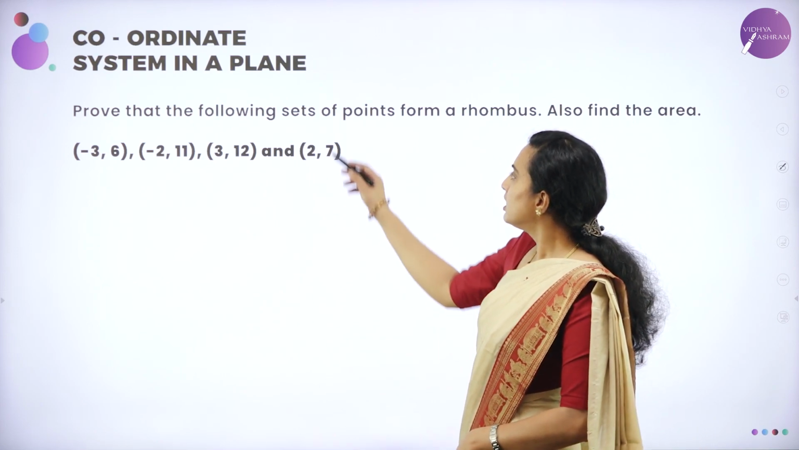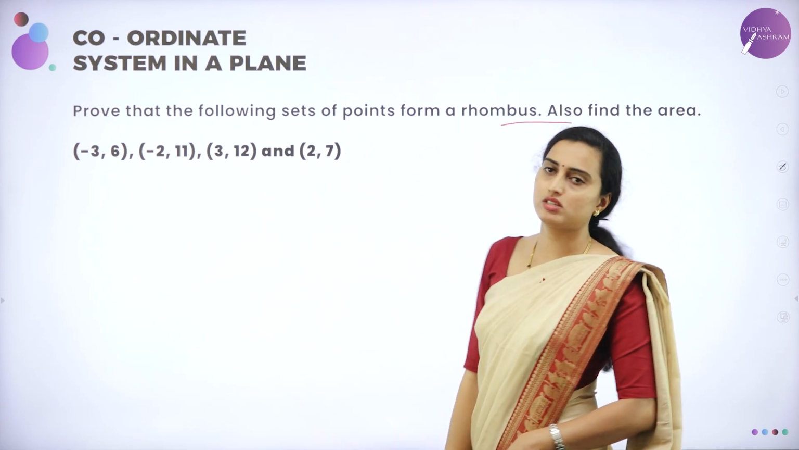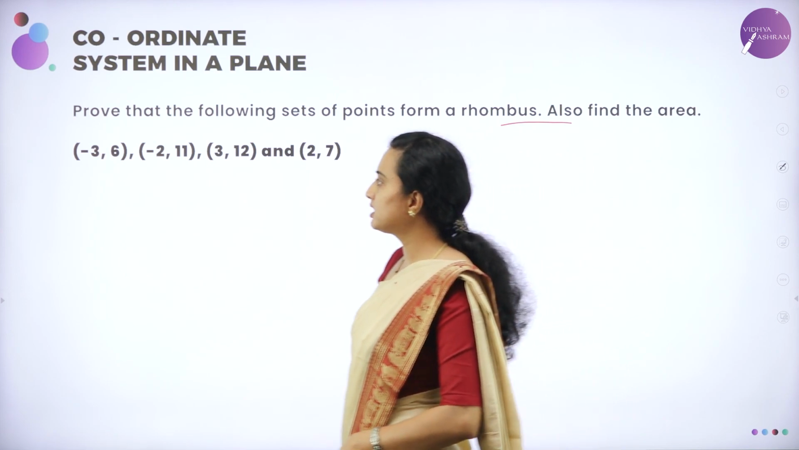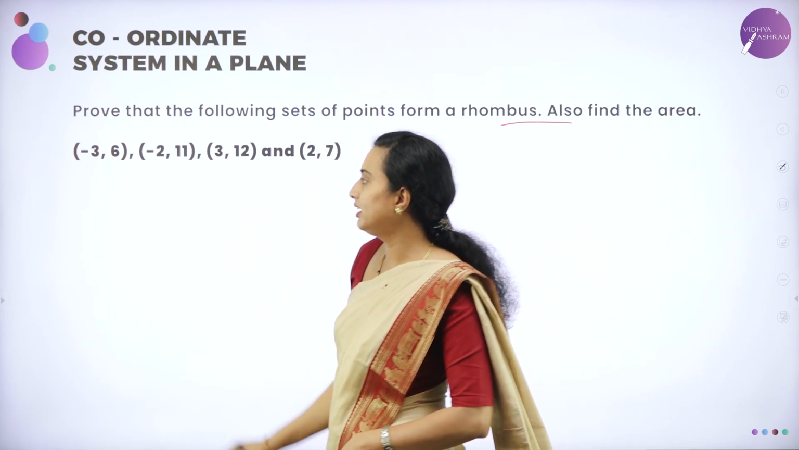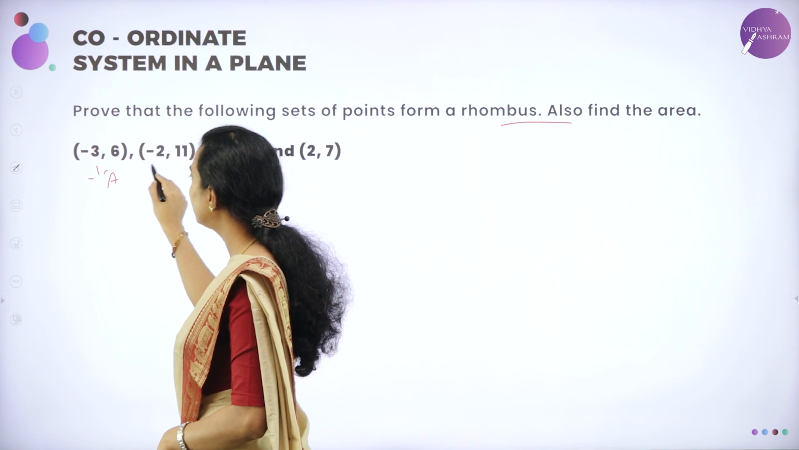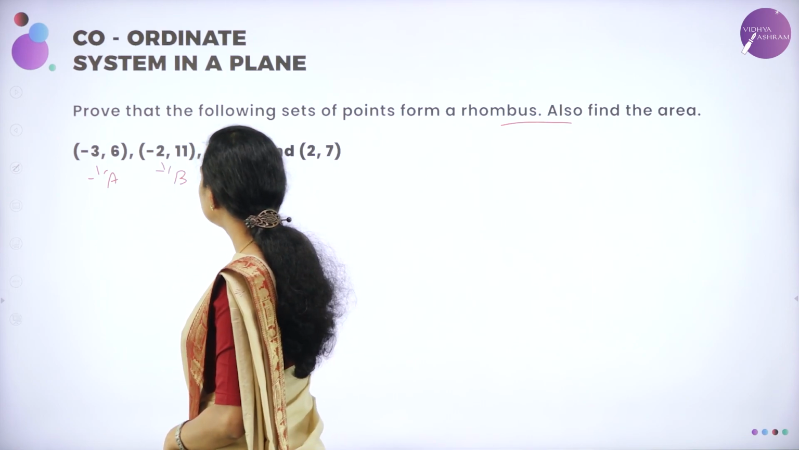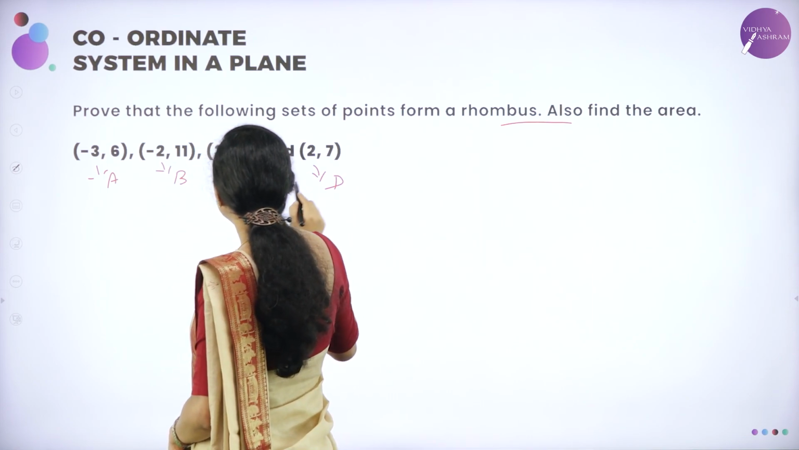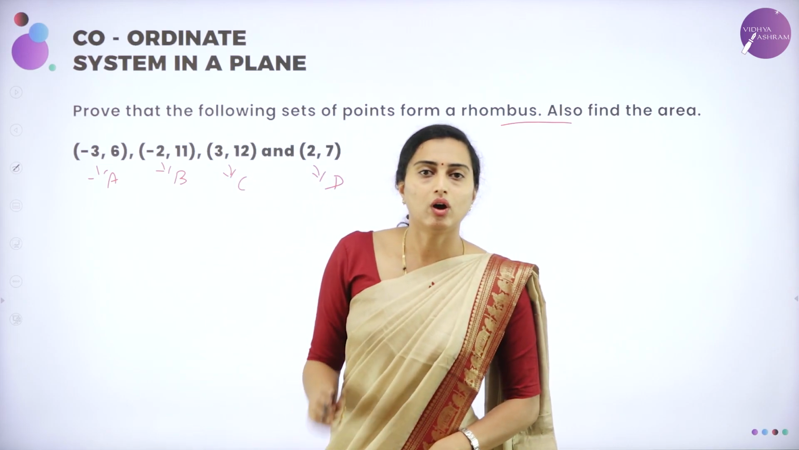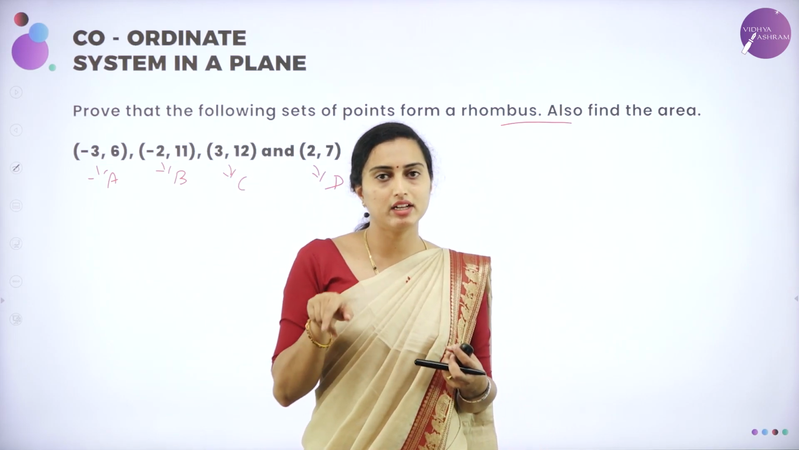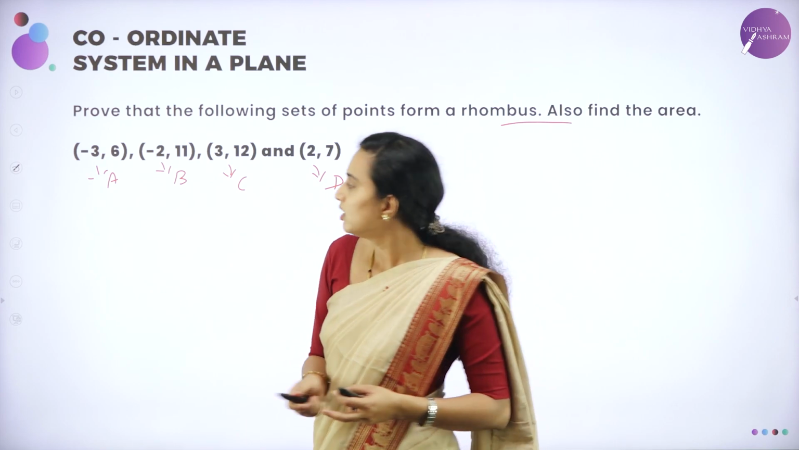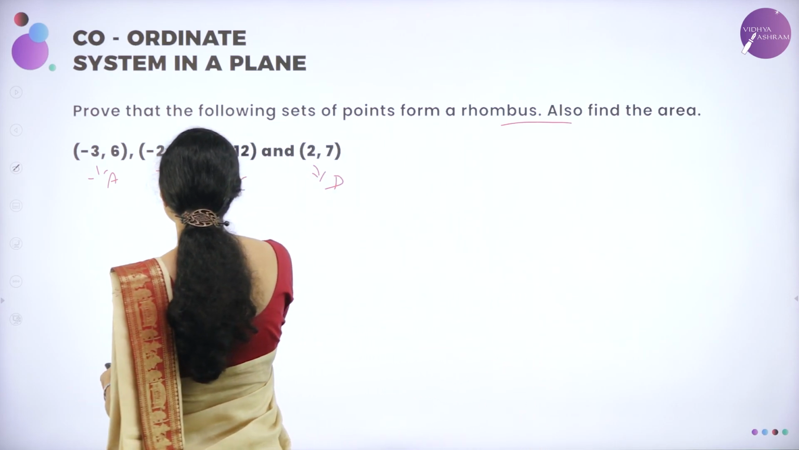Prove that the following set of points form a rhombus. What is a rhombus? Minus 3, 6, minus 2, 11. Let these points be A, B, C, D. A rhombus means all the sides are equal but diagonals are not equal. That is called a rhombus. So here let me take down the AB distance.